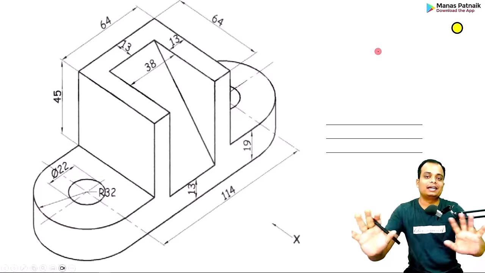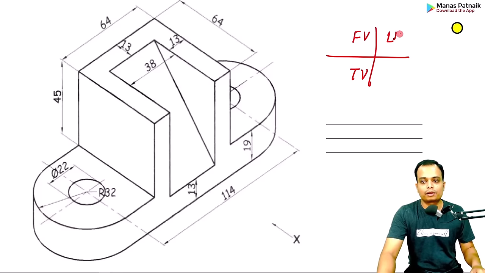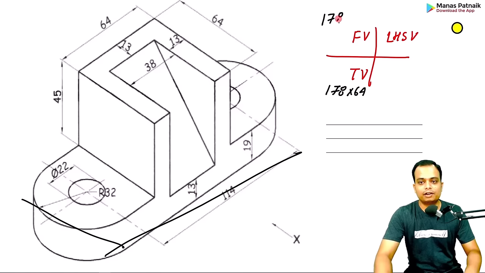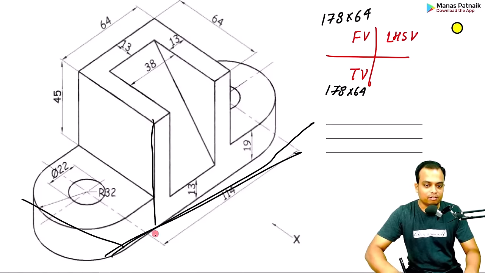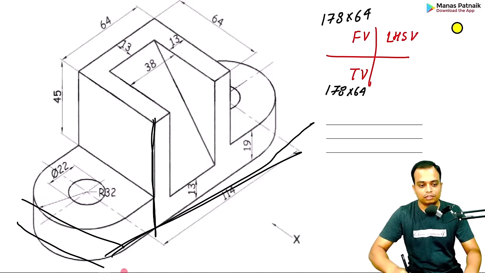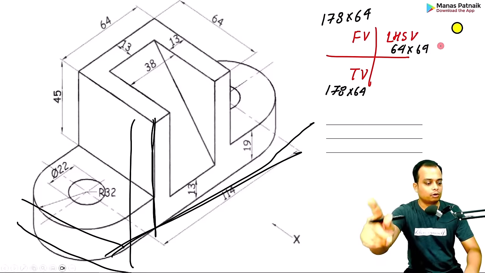The first thing is to create three rectangles. In the first rectangle, listen to me. Top view, okay, sir. Front view, okay, sir. Left hand side view, okay, sir. In the top view, you are going to see a rectangle 178 by 64. In the front view, you are going to see a rectangle 178 by 64. So that's 178, sir. And this height of the rectangle is going to be 64. And sir, in the left hand side view, we are going to see a rectangle of 64 by 64. Please take a screenshot. I want all of you to take a screenshot.